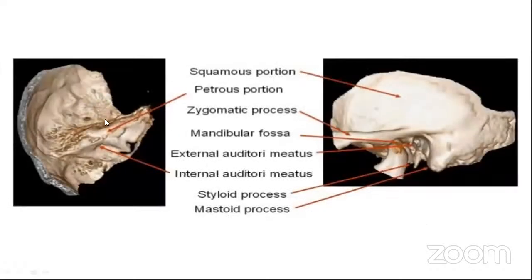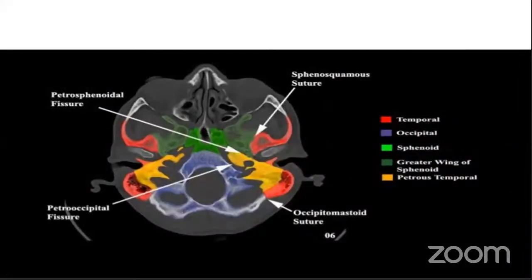So you can see this is the petrous portion. From the middle ear and mastoid region, the infection can spread to the petrous part of the temporal bone. This is the petrous part. This is the squamous part of the temporal bone. This is the zygomatic process. This is the mandibular fossa, external auditory meatus. This is the styloid process, and this is the mastoid process. This is again showing the petrosphenoidal fissure, the petrooccipital fissure, and the sphenosquamous suture lines.